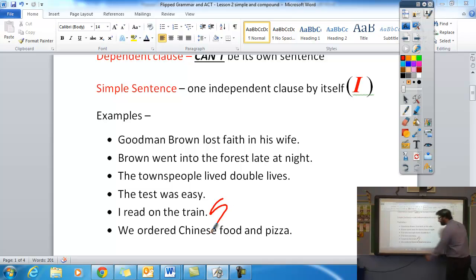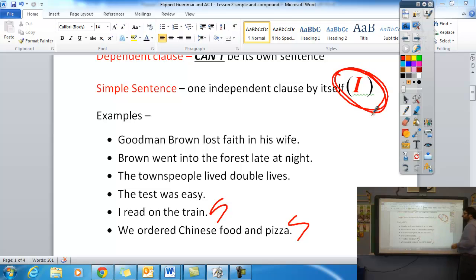This one's simple. We ordered Chinese food and pizza. One idea, one simple thought. It's one independent clause, so it's a simple sentence. So simple sentence, again, just to review: one independent clause by itself. That's why I put this big I here, so that's how you should remember it in your notes. Simple sentence, just one independent clause.